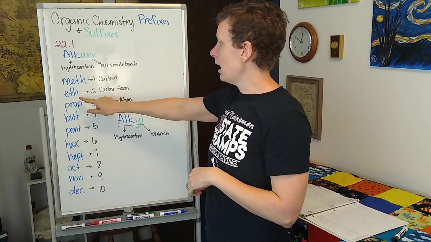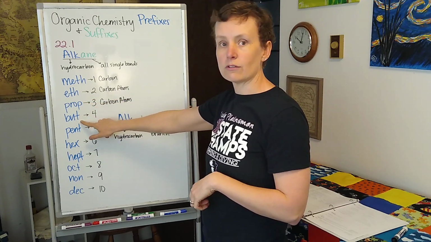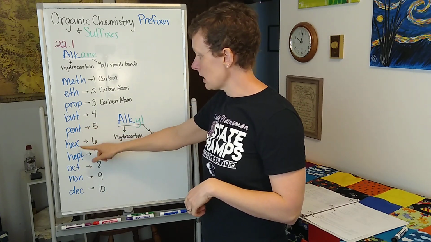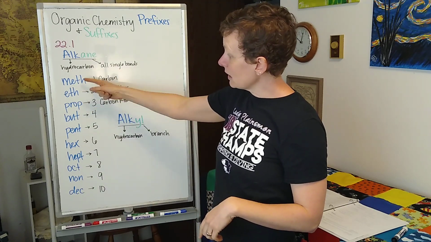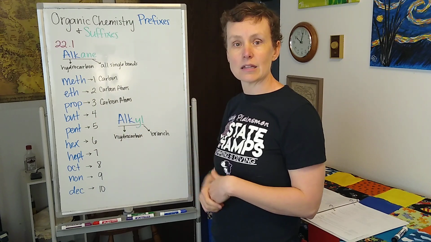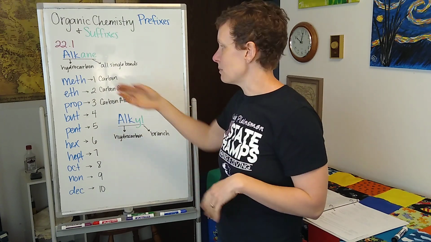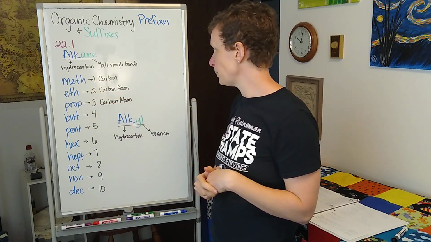Okay, eth is 2 carbons, prop is 3 carbons, but is 4 carbons, and then we get into our standard geometry: pent, hex, hept, oct, non, dec. Okay, if you want to try and memorize these so you know what you're looking at, like propane versus butane, things like that, Mary eats peanut butter is how I memorize that. It's my little mnemonic device for the first 4. So meth, eth, prop, but.